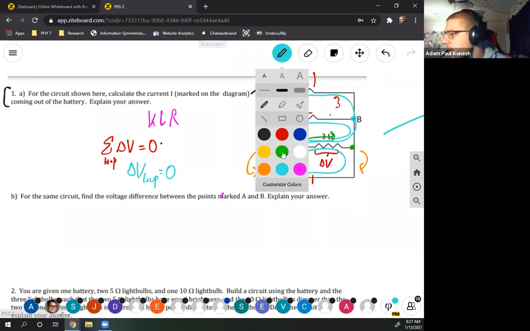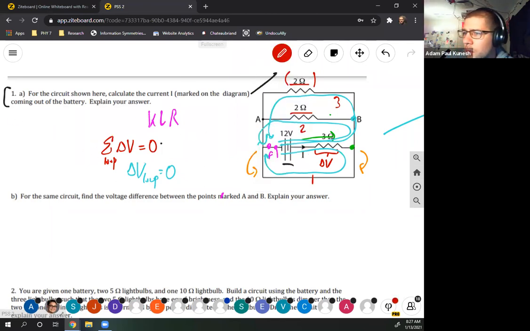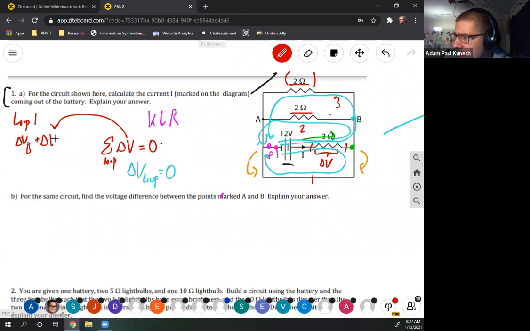So notably, let me first apply that to loop 1. So here it is for loop 1, this lower loop. Let's start at this initial point. As I flow with the current, first I encounter the battery. That tells me that delta V battery is going to be in the equation. So I'm just applying this equation over here. The next thing I encounter as I traverse around this loop is this resistor. So plus delta V resistor 1, I'll call it.